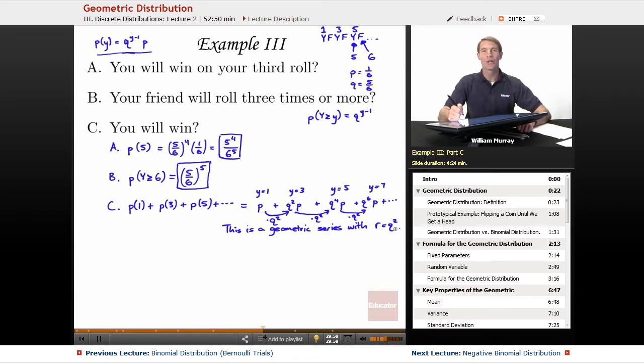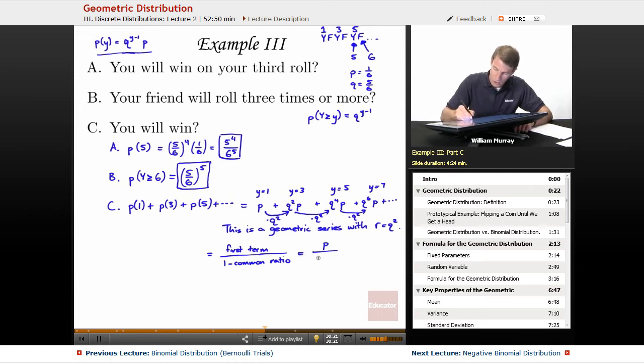So I can use my formula for the sum of a geometric series. Remember my formula, the best way to remember it is in words: first term over 1 minus the common ratio. In this case, the first term is p. Common ratio is q squared, so 1 minus q squared. And now I think I better fill in the actual numbers for p and q squared. So p, where was that? Here it is up here, is 1/6.